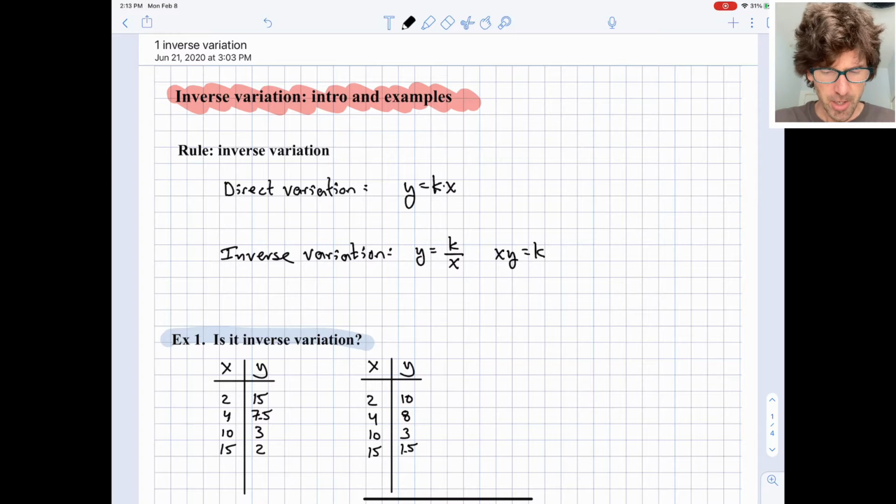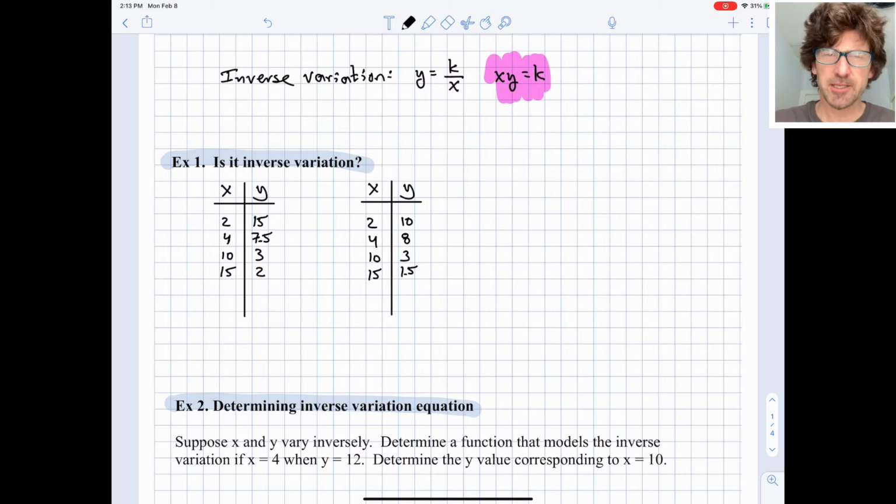Okay? So if the product of x and y is equal to a constant k, as I'm showing right here, then we would know that they are inversely related. So we can answer the question, is it inverse variation, by simply looking at the product of x and y. If x and y have a consistent product, then they are linked by an inverse variation rule.